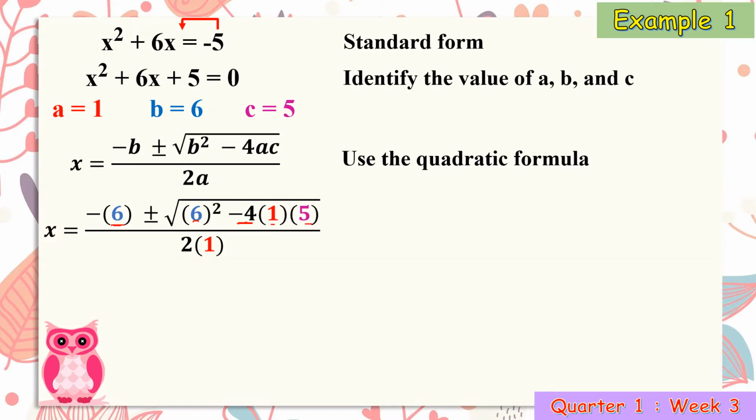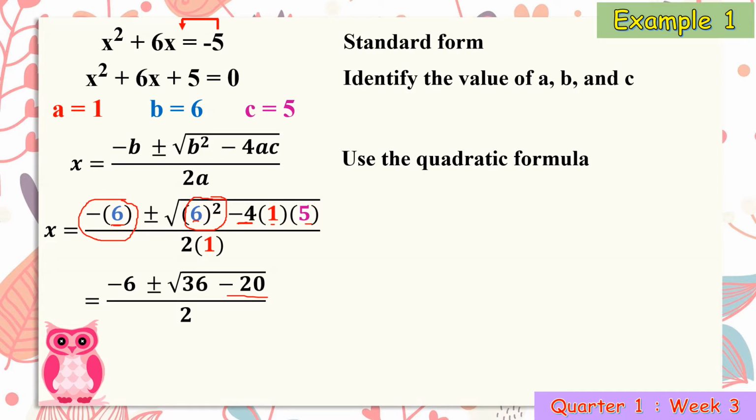Then afterwards, we will simplify each of our expressions one by one. So first, let us simplify this one. Negative multiplied by positive 6, that's why we got here negative 6. Then copy positive negative. Let us simplify 6 squared. Simplifying 6 squared, you got here 36. And then negative 4 times 1 will give us negative 4. Multiplied by positive 5, that's why you got here negative 20. Then 2 multiplied by 1 will give us 2.